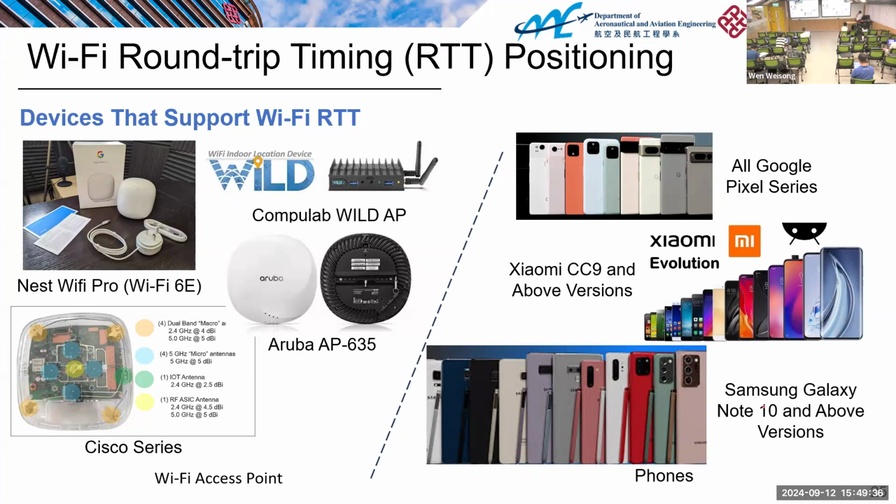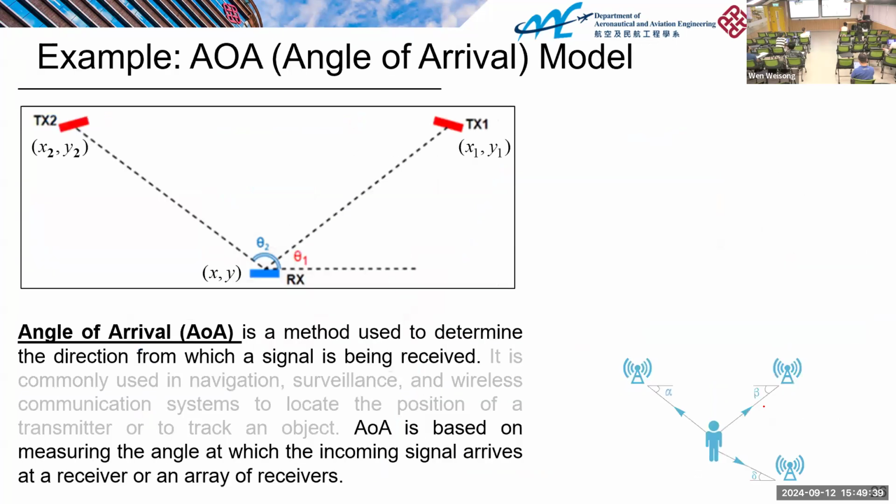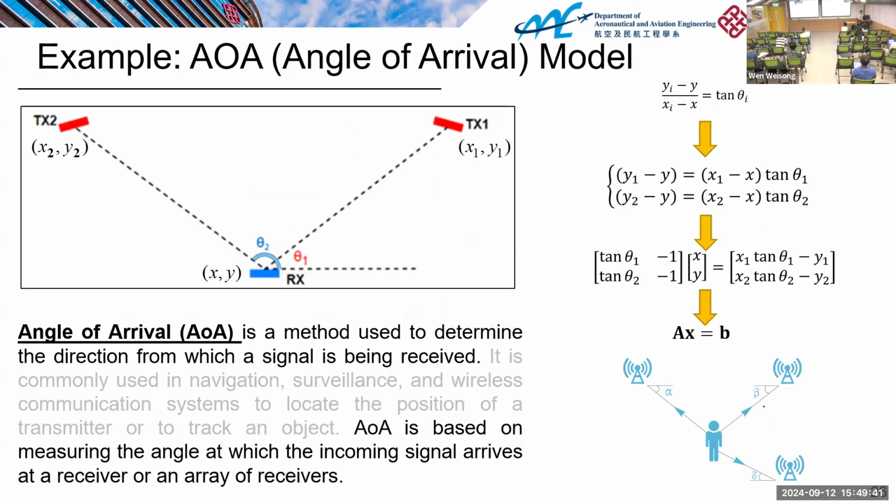Okay, so that roughly covers Wi-Fi RTT positioning. This is another case we also mentioned. For example, TX1 and TX2 are the signal transmitters. You can say this is a Wi-Fi router. And here, x, y is the location of the receiver. So the location of the receiver is the unknown variable.